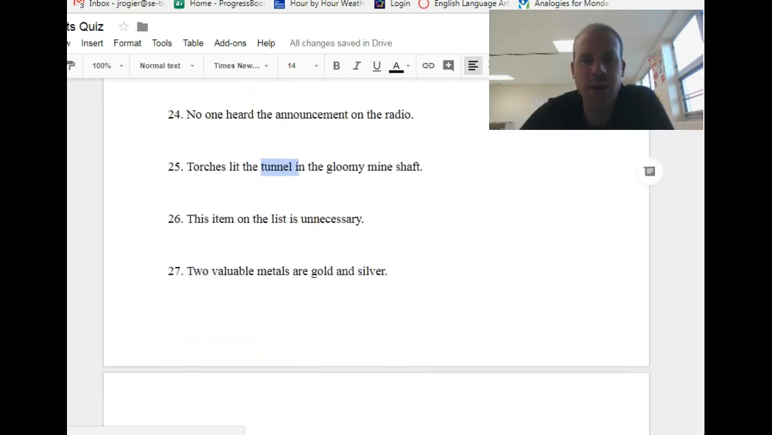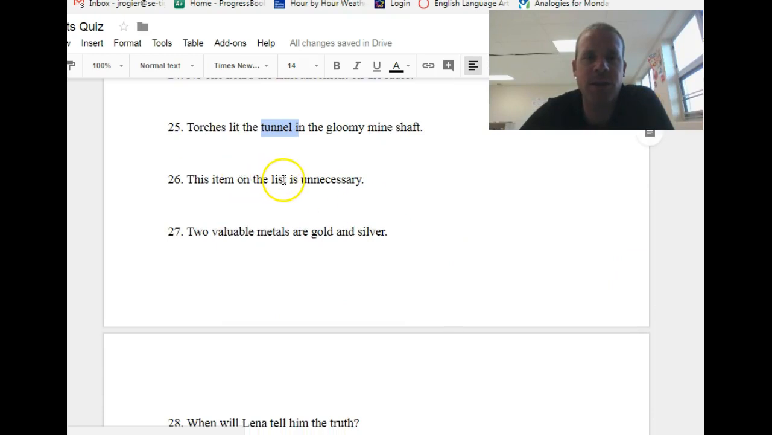Moving on down to number 26, this item on the list is unnecessary. Is a linking verb. List or item is. What is the item? Unnecessary. Unnecessary is a predicate adjective. Two valuable metals are gold and silver. We have metals are. What are the metals? Because are is a linking verb. They are gold and silver.